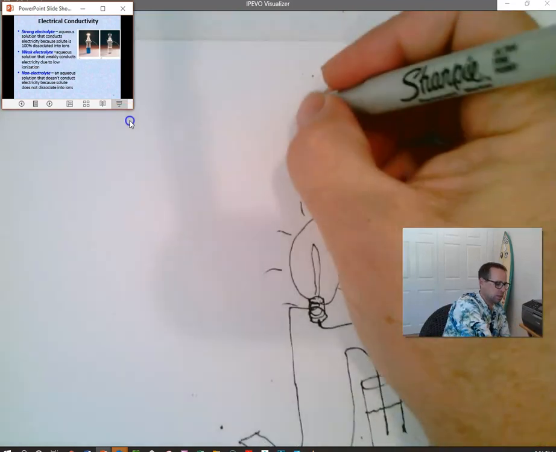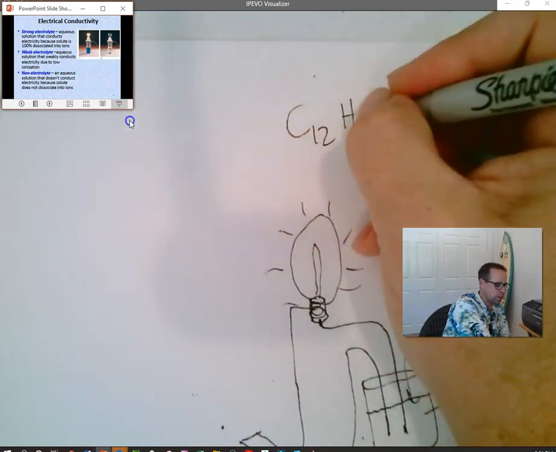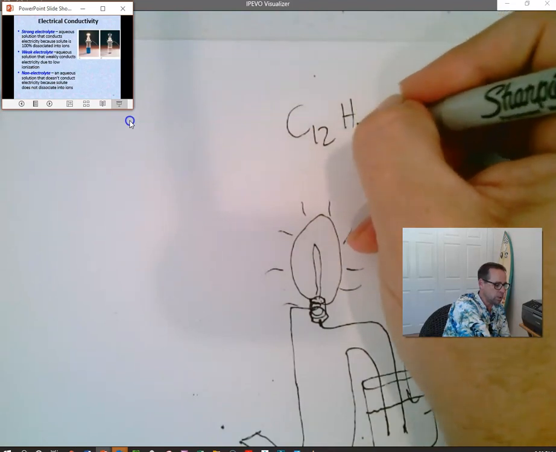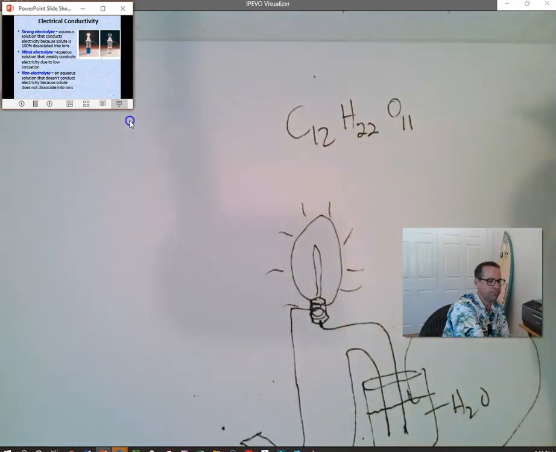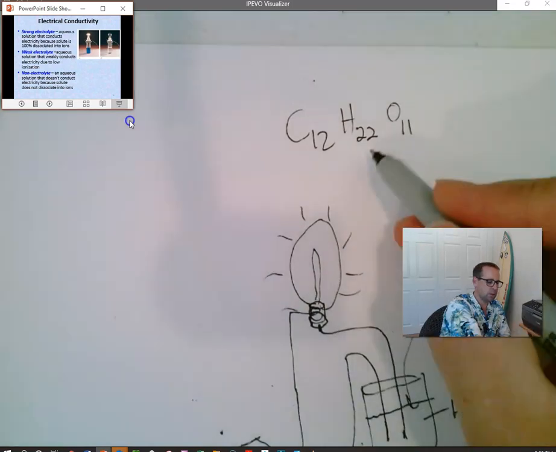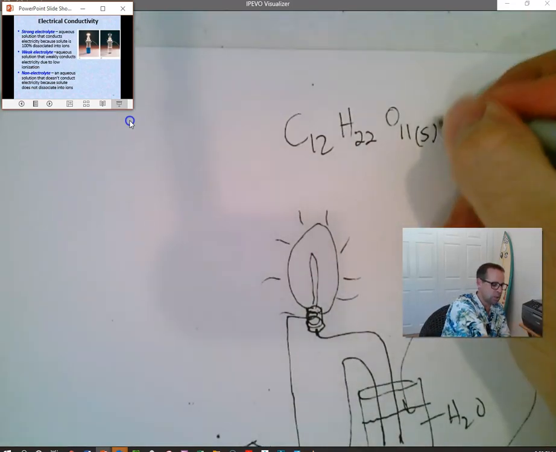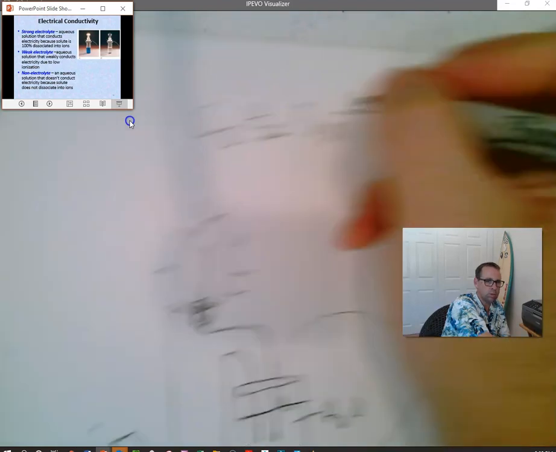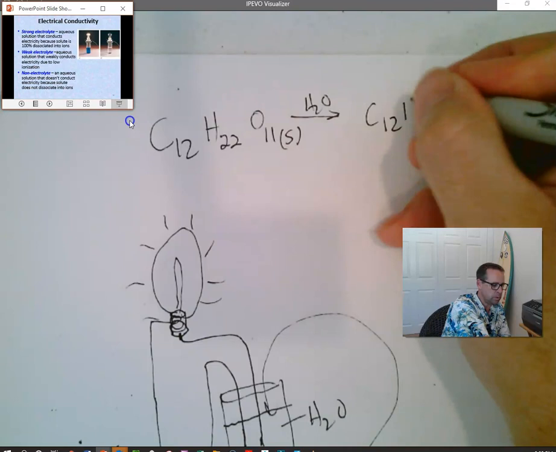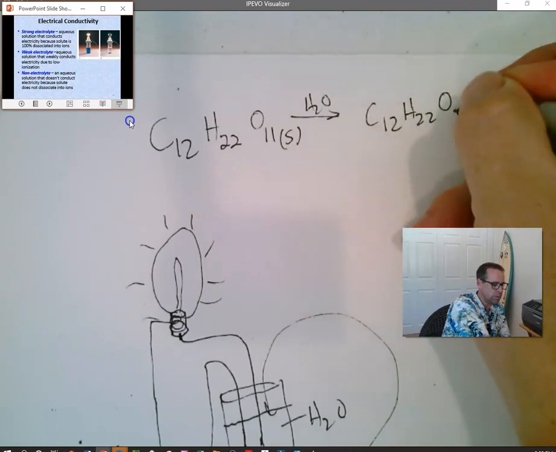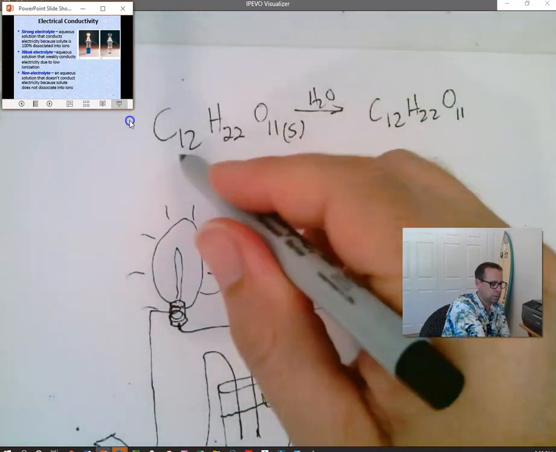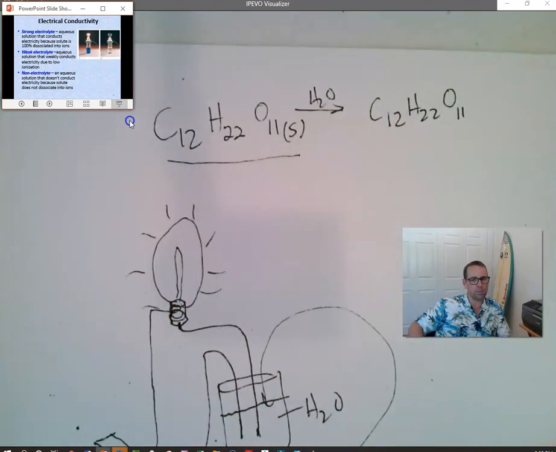So here's the question. C12H22O11. That's the chemical formula for sugar. If I put sugar solid into water, what will the result be? I mean, will it dissolve? Sugar, if I put sugar into water, do you know if it dissolves?